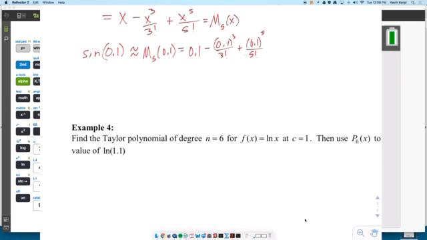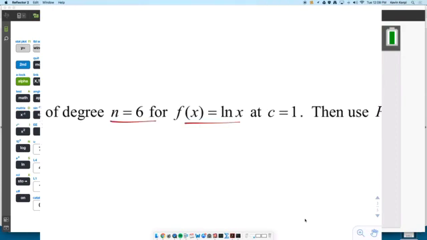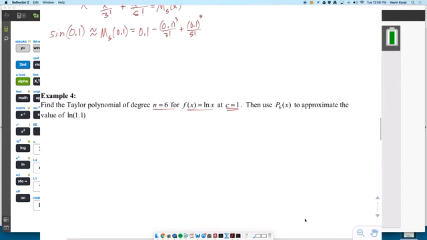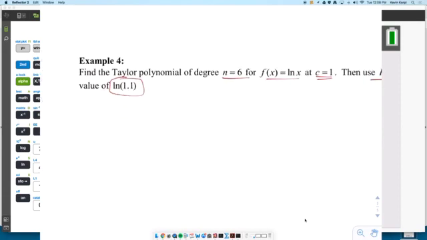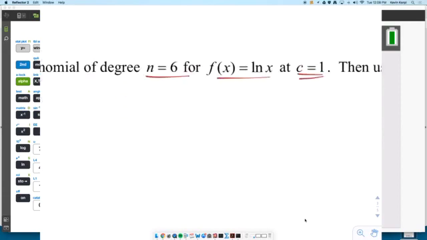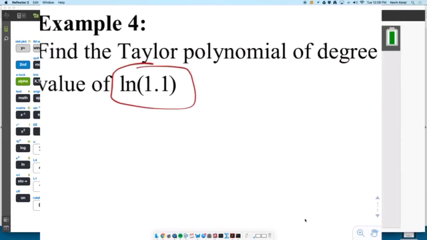Find the Taylor polynomial of degree 6 for the natural log of x. This time we're going to center it at 1, and then we're going to use it to approximate the natural log of 1.1. Now, if we don't finish before lunch, we'll just pick up after lunch. Now, why did I center my function at 1 instead of 0? Because 0 is the easiest place to center it. Natural log is not defined there. Very good.